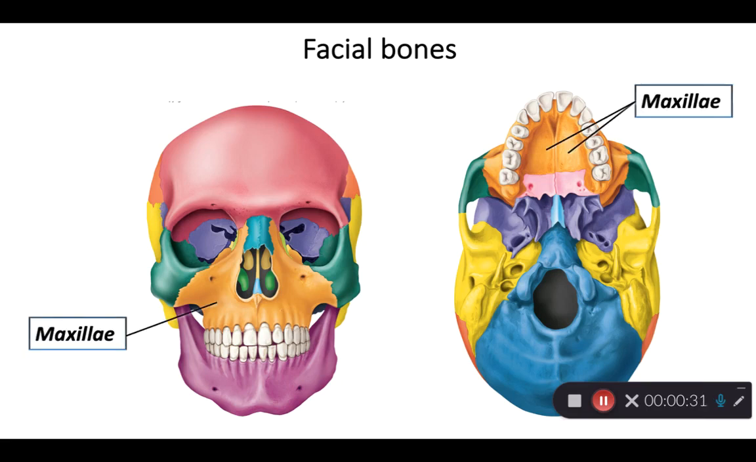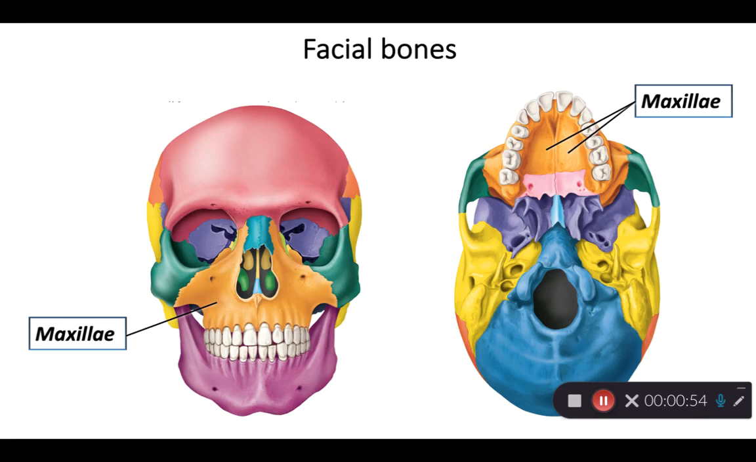So let's start with the maxillae. The maxillae are a pair of bones that form your upper jaw. So notice that they will fuse together right here at the midline, and they form your upper jaw. They form a portion of what we call your hard palate. So the hard palate is the roof of your mouth.